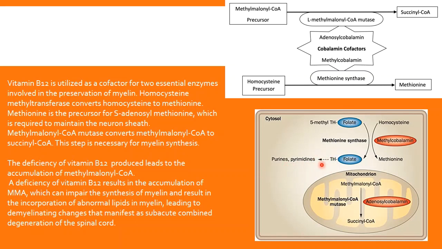In addition, adenosylcobalamin acts as a cofactor for methylmalonyl coenzyme A mutase, and that converts methylmalonyl coenzyme A to succinyl CoA, and that step is very important in myelin synthesis. So any deficiency of vitamin B12 can result in defective, or rather deficient, myelin synthesis. This results in the characteristic subacute degeneration of the spinal cord.